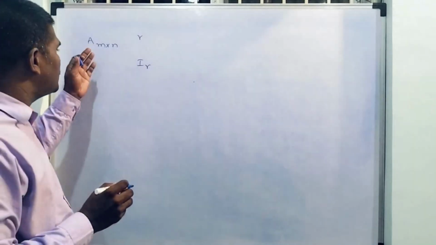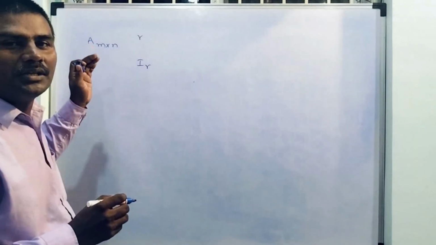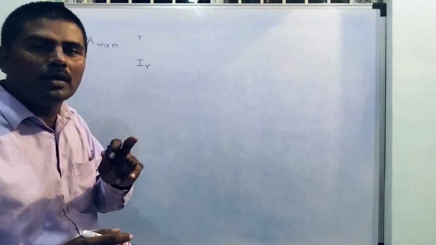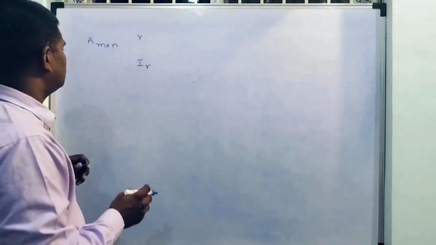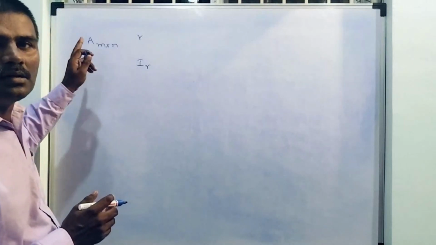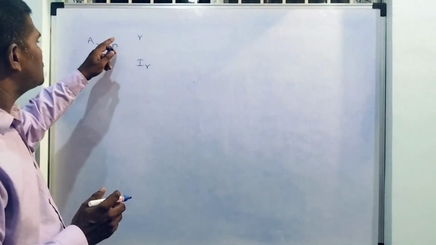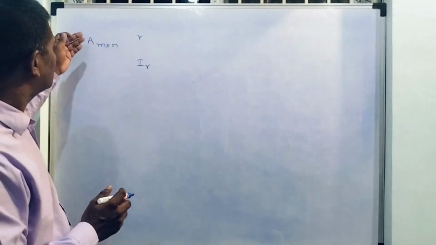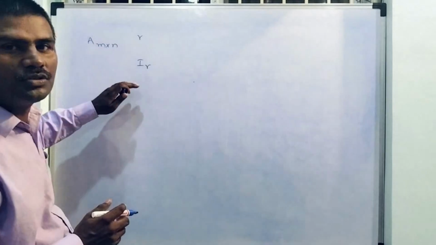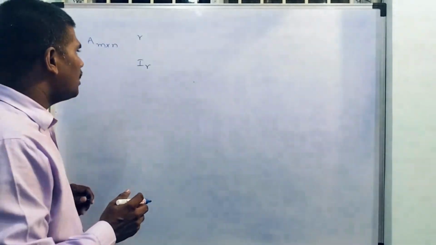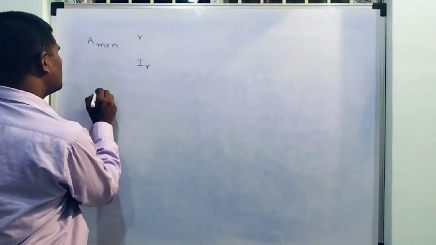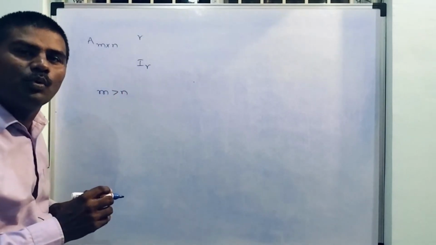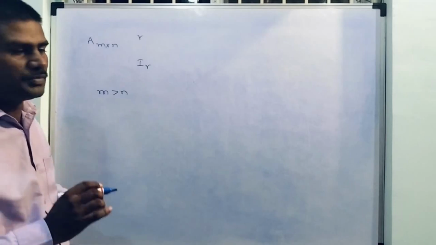If A is a square matrix, then it can be reduced to the identity matrix by applying elementary row and column transformations. Your matrix A has rank R and may have R by R order. That means the matrix directly goes to the identity matrix. Now suppose m is greater than n, that means the number of rows is more than the number of columns.